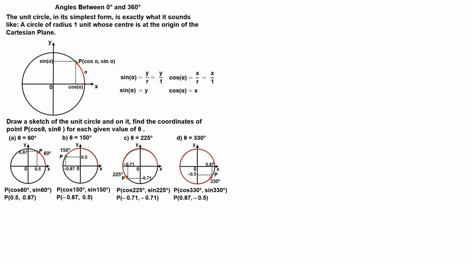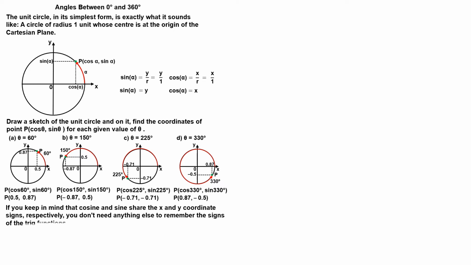You should notice that the sign of each trigonometric function is determined by the quadrant in which the terminal side of the angle theta lies. If you keep in mind that cosine and sine share the x and y coordinate signs, respectively, you don't need anything else to remember the signs of the trig functions. The chart below summarizes the signs of the trigonometric functions for each quadrant.